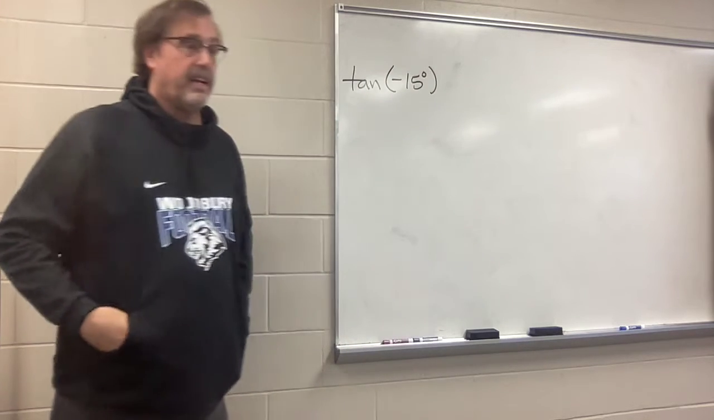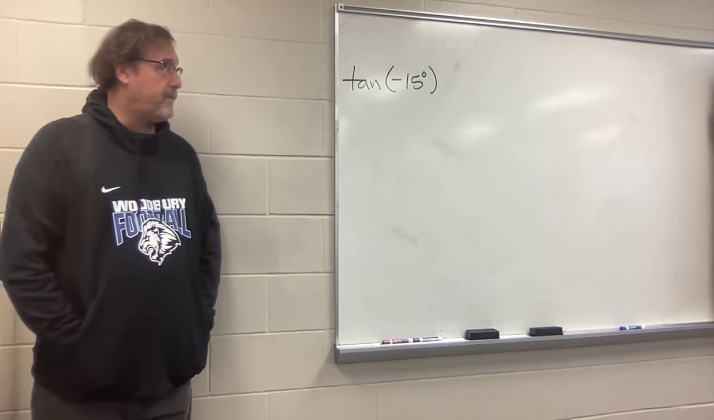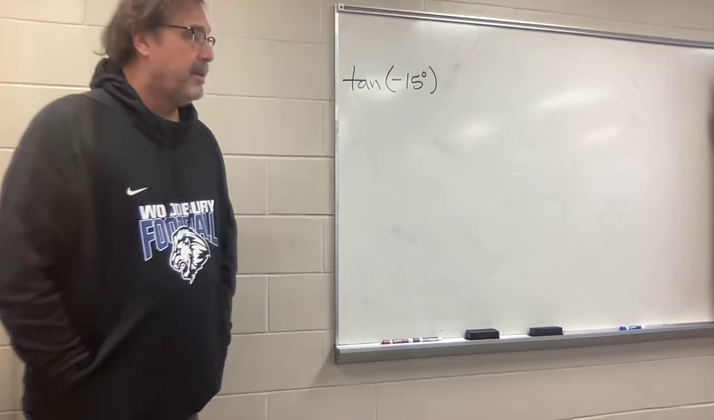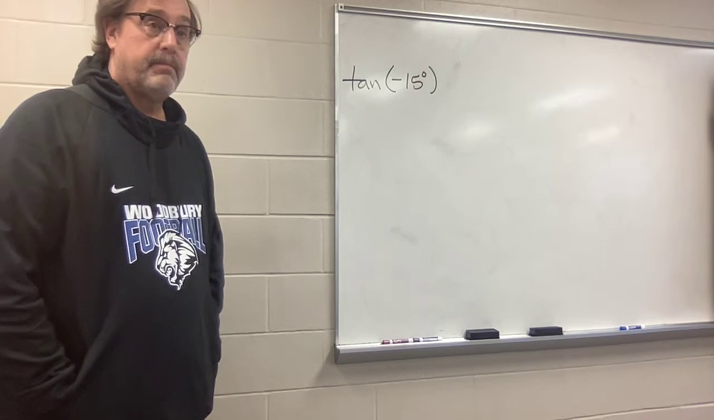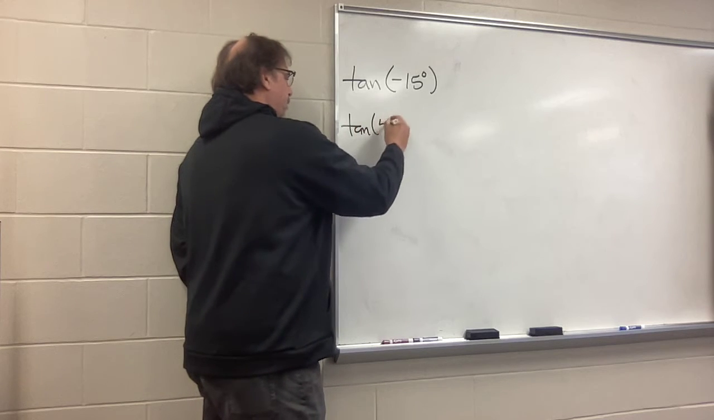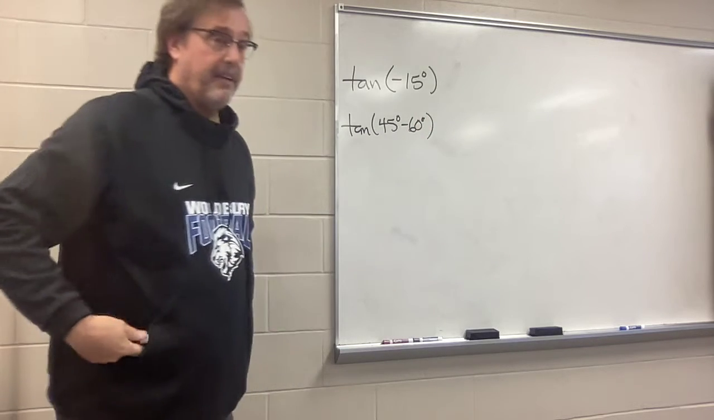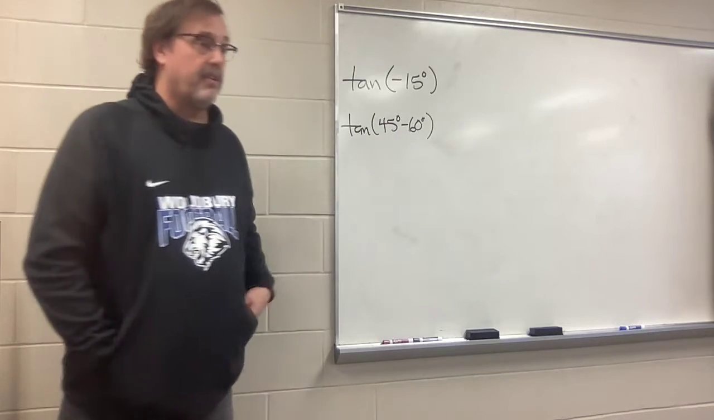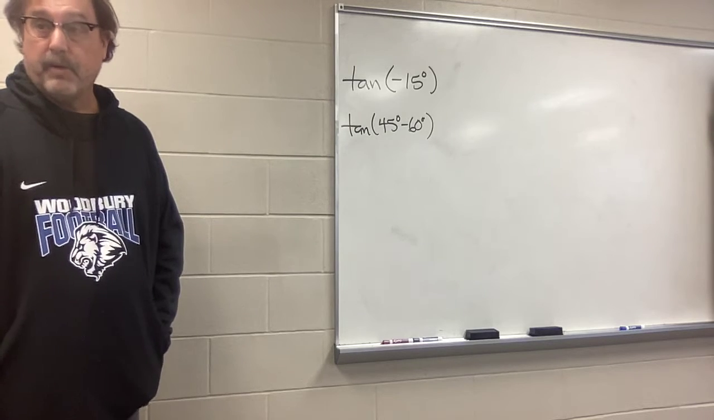I'm doing the tangent of negative 15 degrees. All right. I'm thinking of things on the unit circle that can add or subtract up to be negative 15. 45 minus 60 is a possibility. Would all of you please answer yes or no? Is 45 minus 60 negative 15? Yes, it is. Are 45 and 60 on the unit circle? Yes. That'll work. I bet there's more. I know there's more.